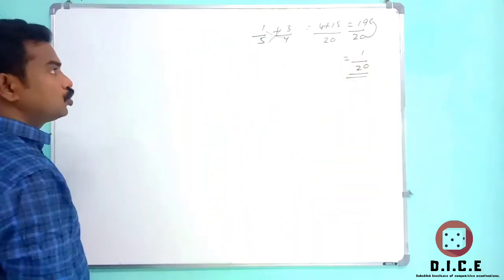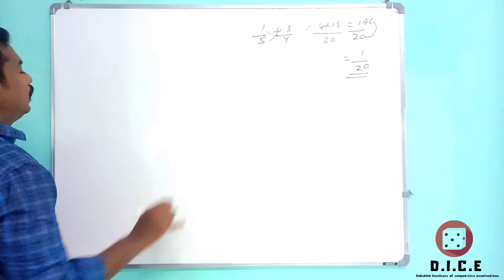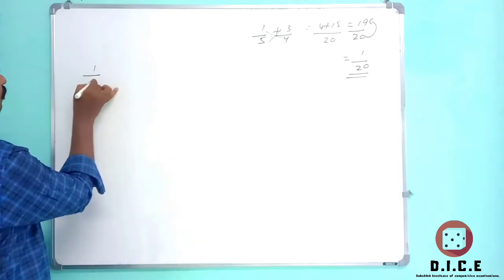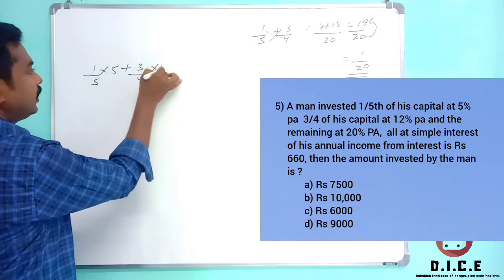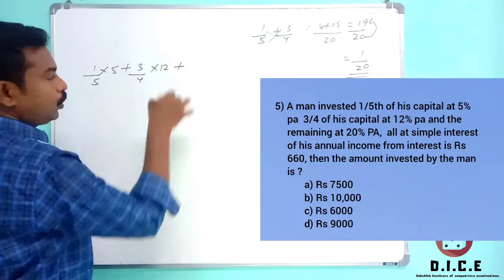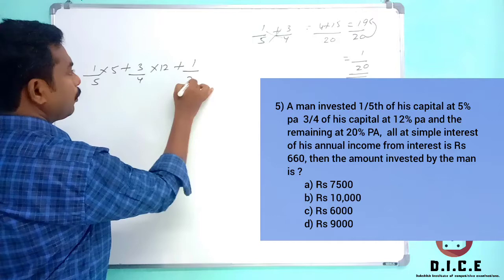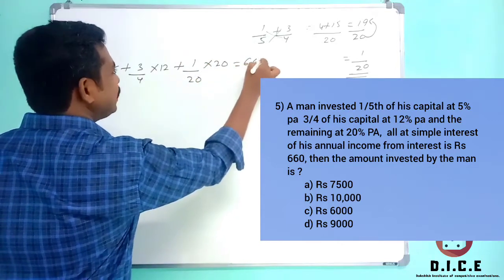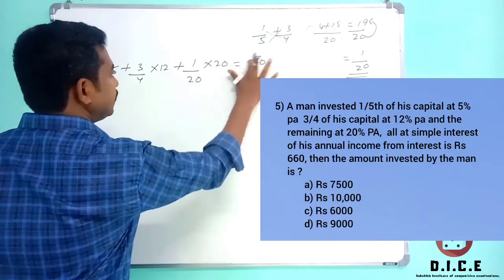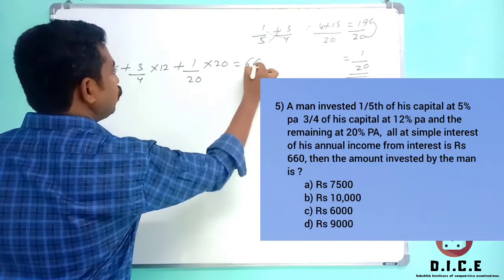This point is most important. Just kindly go through the point. Now the first point is saying that 1/5 of the capital at 5% plus 3/4 of the capital at 12%. Already I told you the remaining part is 1 by 20, and that remaining 1 by 20 is at 20%. And from all the parts he got 660 rupees. It is saying that he got 660 rupees interest.